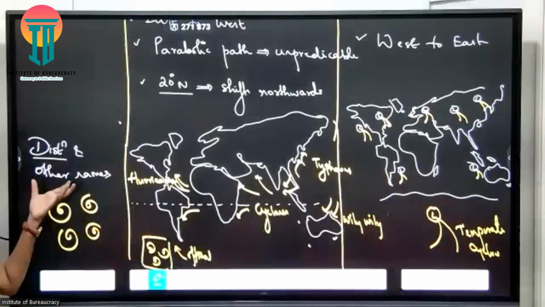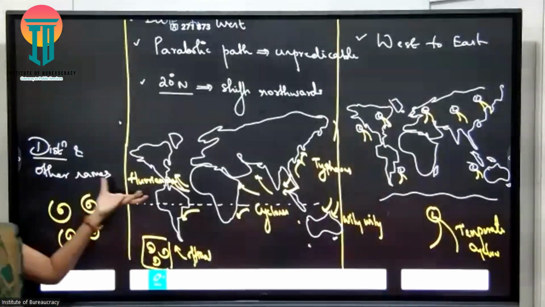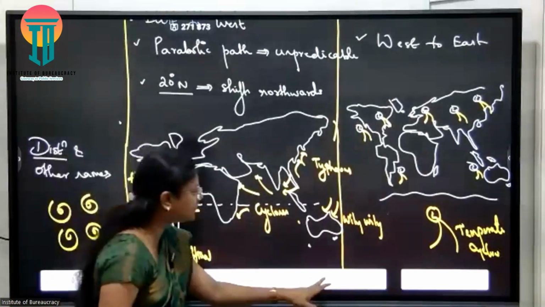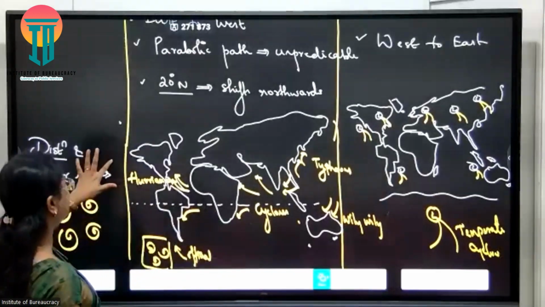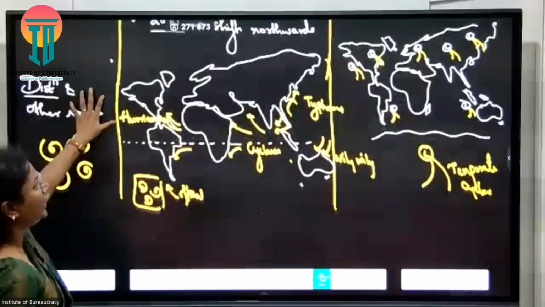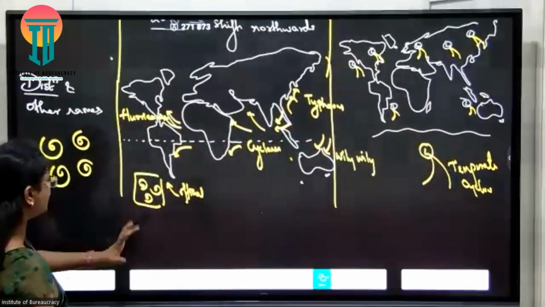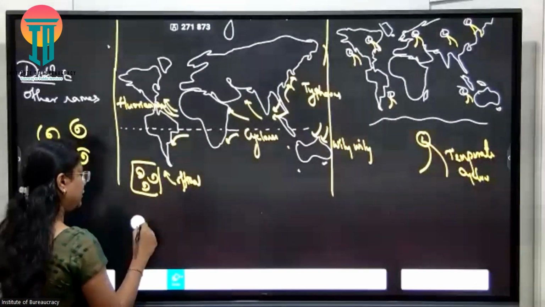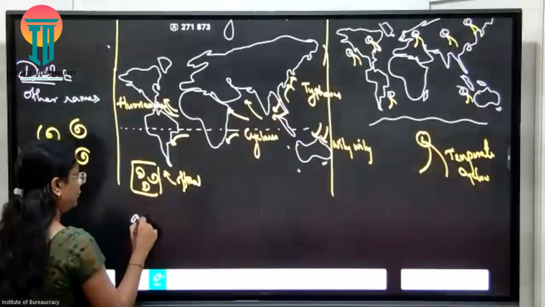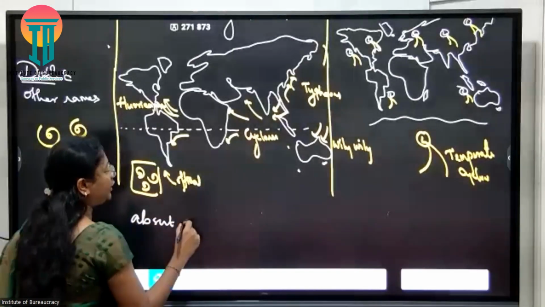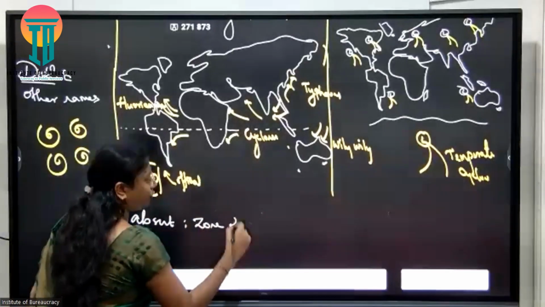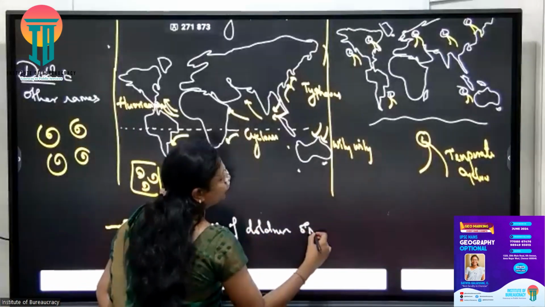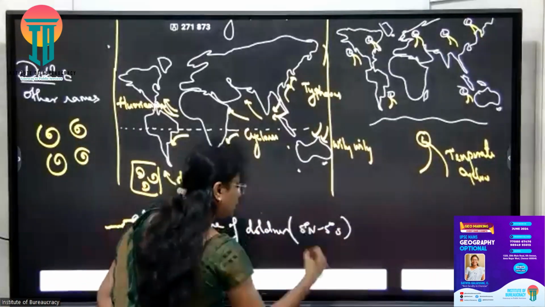Now tell me, where are they distributed? They are distributed in the tropical ocean waters with different names, and they are quite absent in some places. When studying distribution, we will focus on the exceptions. What are the exceptions? Where are cyclones absent? The tropical cyclones are absent along the zone of doldrums, in the latitudes of 5 degree north to 5 degree south.